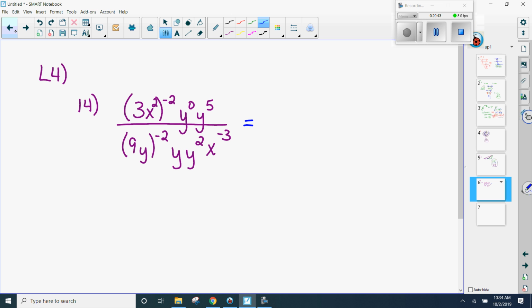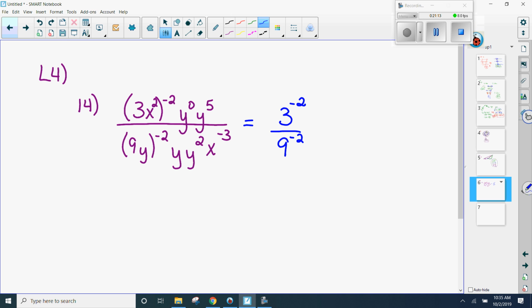If I look at just the numbers, what do you notice about that 3 in the numerator? It's raised to the -2 power, right? So if I look at just the numbers, I have 3, which gets that -2 exponent because it's in the parentheses with the -2 outside. What do you know about the 9? It's also to the -2 power. Now, that's all I want to focus on.